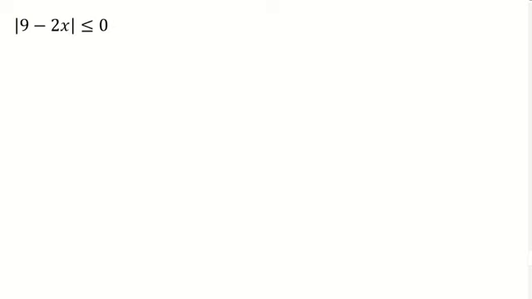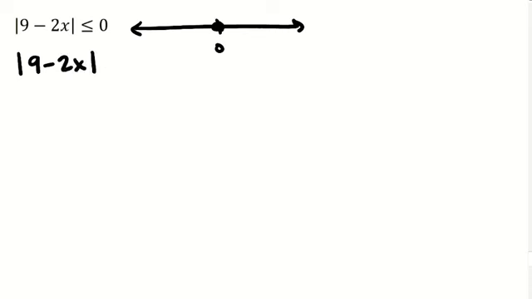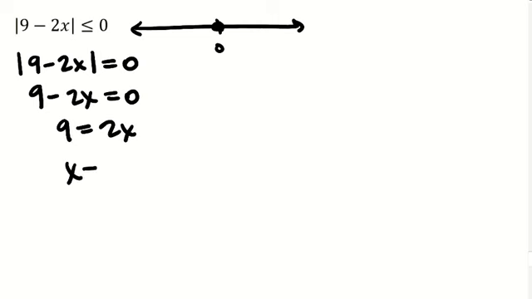Okay, here we have another one of our special cases. The absolute value of 9 minus 2x is less than or equal to 0. Well, the absolute value is never going to be less than 0, so this basically just reduces to the case where the absolute value equals 0. So 9 minus 2x needs to equal 0 in this case. And the only way the absolute value equals 0 is if the thing on the inside is 0. So that means that 9 equals 2x, and x is 4.5.